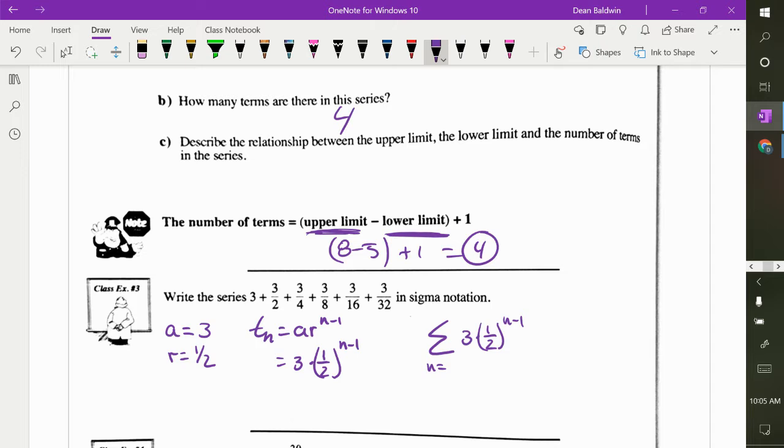n is equal to, what's my lower limit? It'll be 1. Because if I put n is equal to 1 in here, what's 1 minus 1? 0. What's anything to the 0 power? 1. 1 times 3, so my first term is 3. It has to match that.